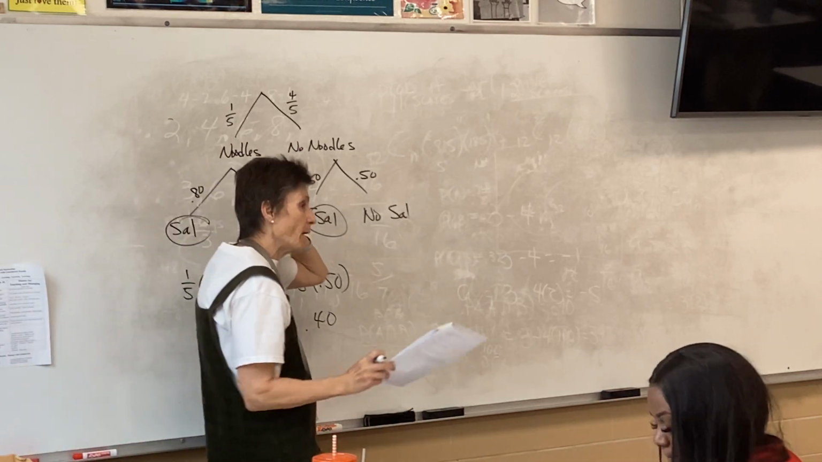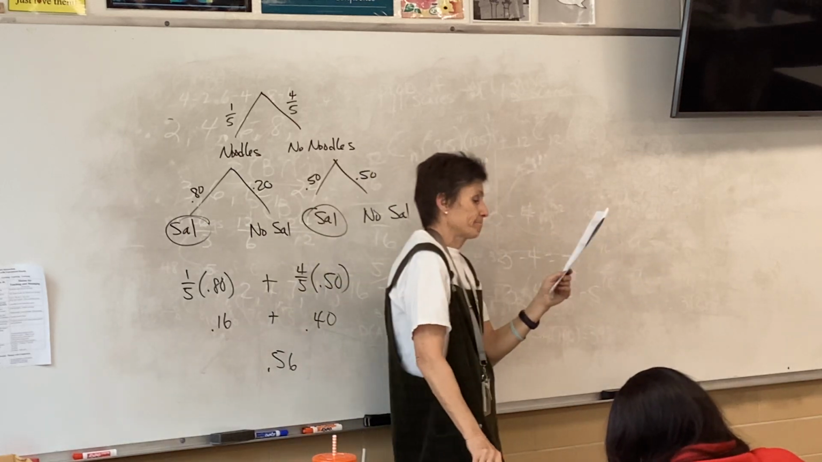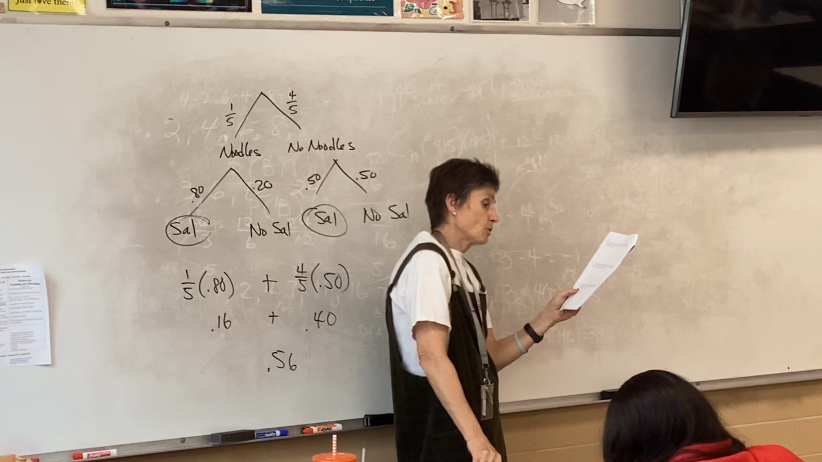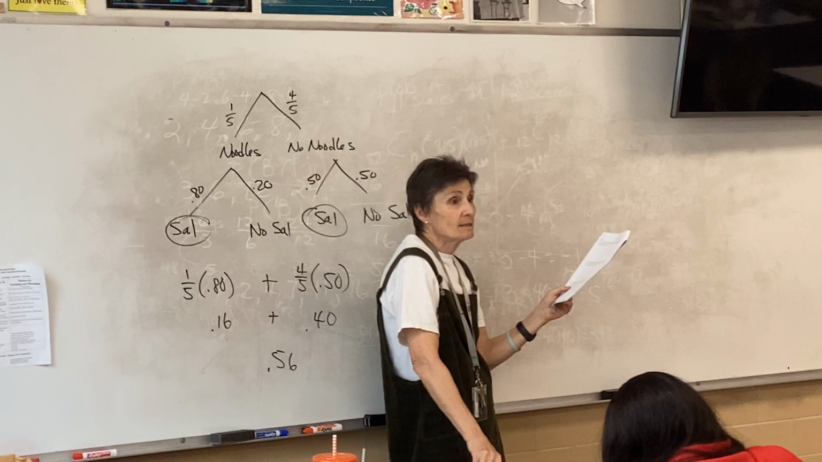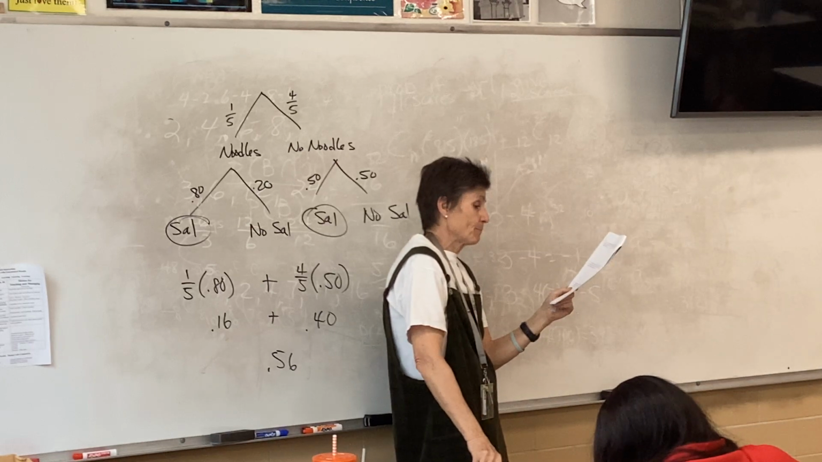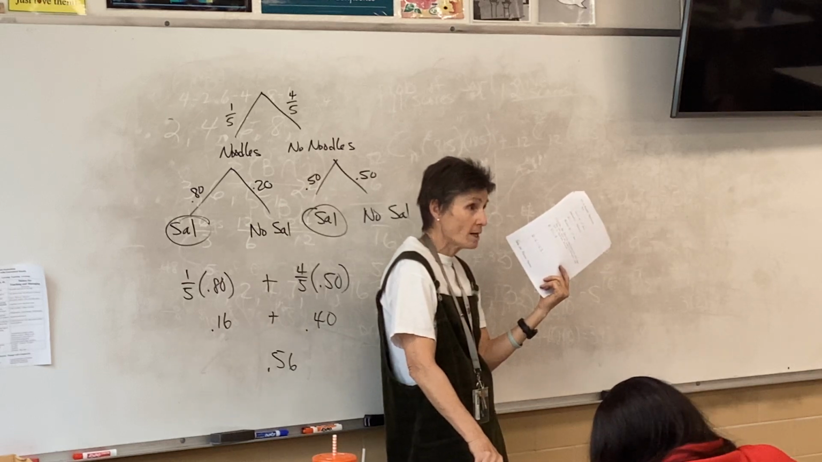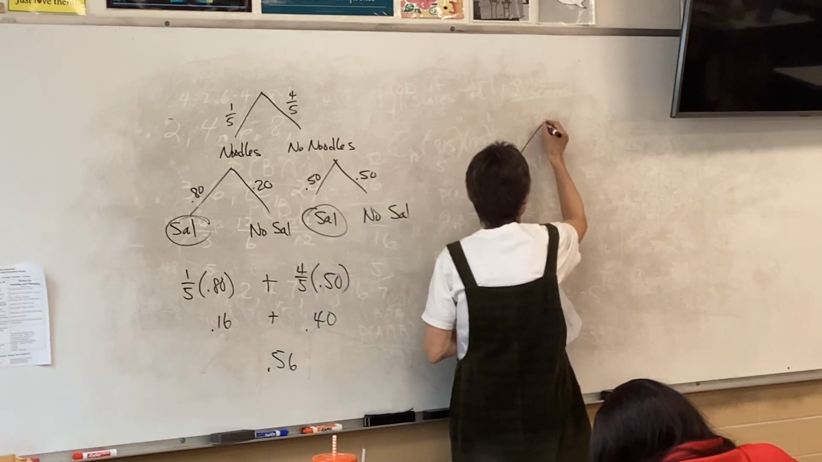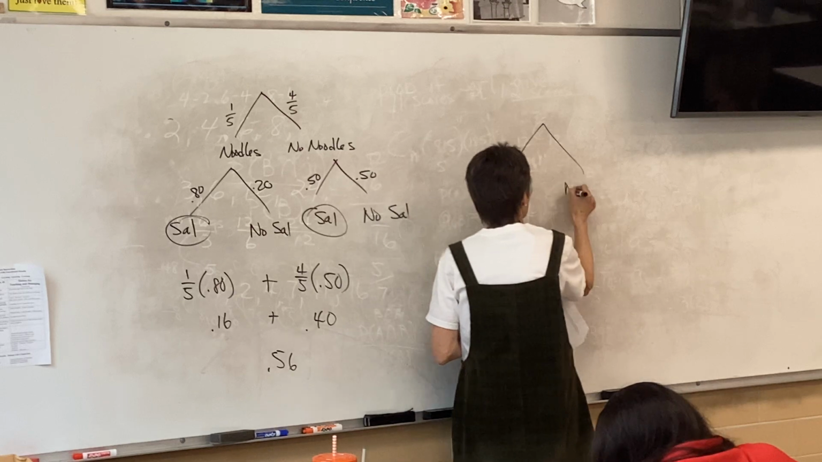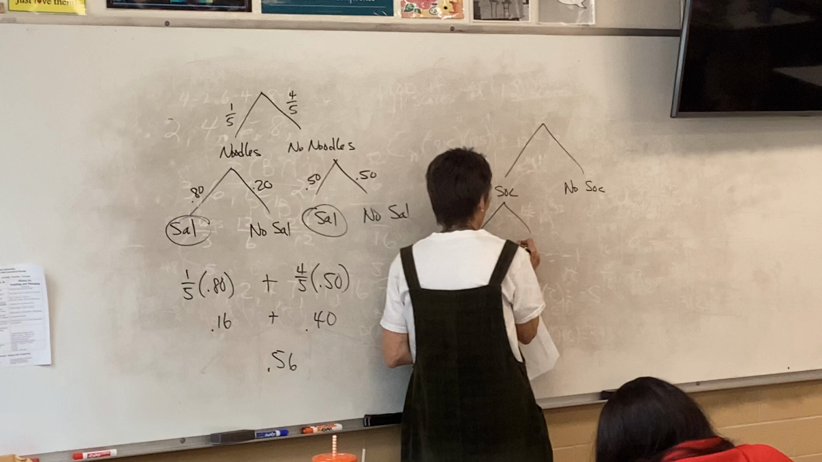All right, last one. What's happening in this problem? We're playing lacrosse and we're playing soccer. All right, what's the question? Find the probability of a student playing lacrosse. So we're going to start with soccer, and then we're going to have lacrosse or no lacrosse.